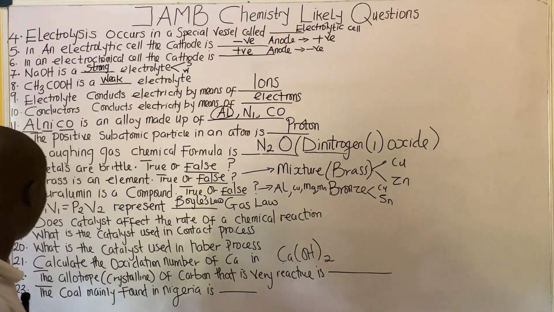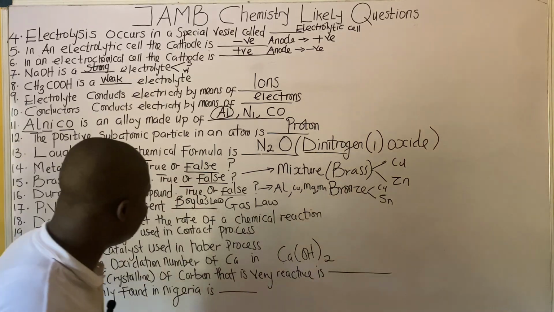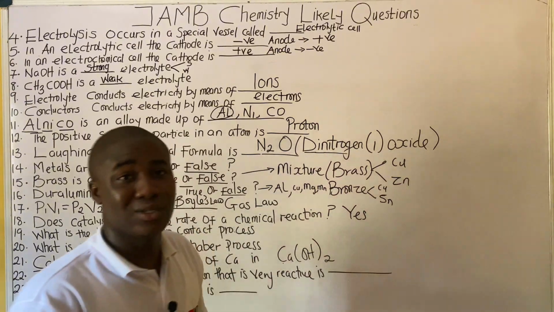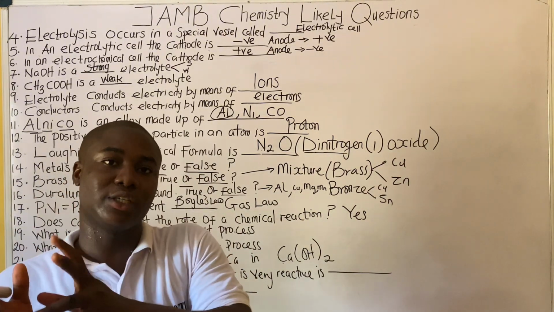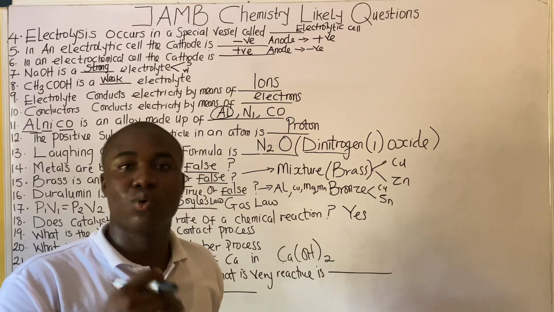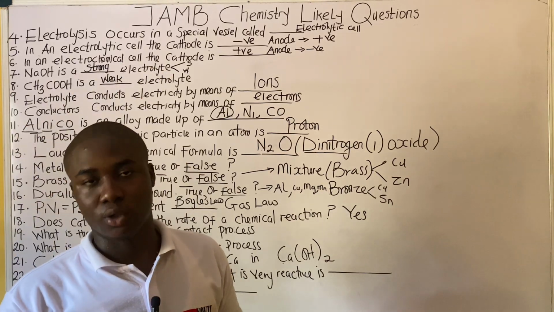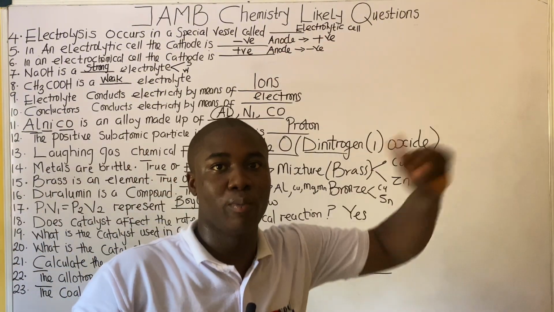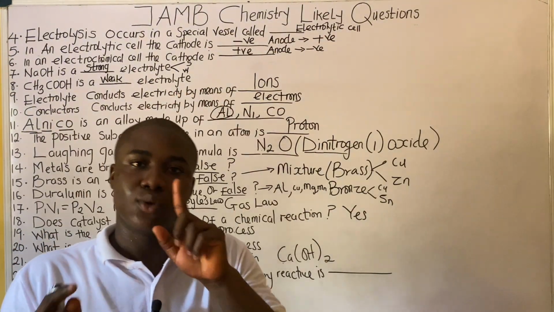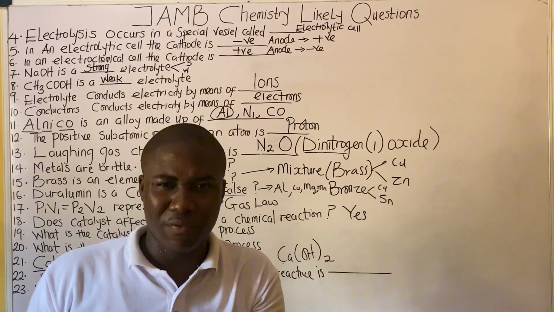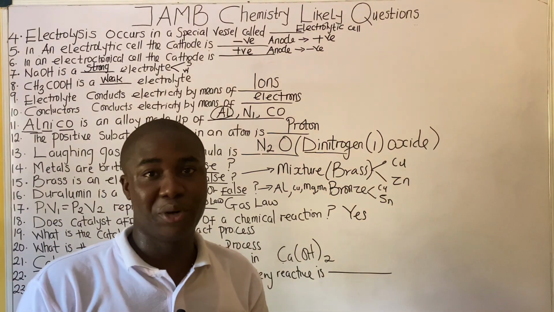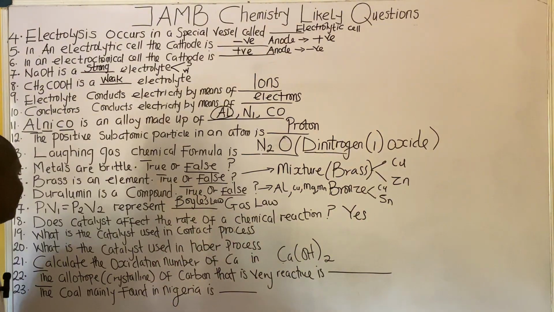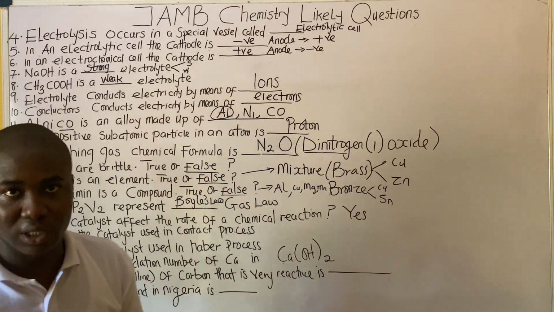Next question: does a catalyst affect the rate of a reaction? Yes, a catalyst does. Rate of reaction has to do with the speed at which that reaction goes into completion, and a catalyst is one factor that affects the rate of a reaction. If there is a catalyst in a reaction, that reaction will go into completion faster than without the catalyst. Not just catalyst, even surface area and temperature affect the rate of a reaction. All this must be noted. So let's get into the next question, and it says, what is the catalyst used in the contact process?